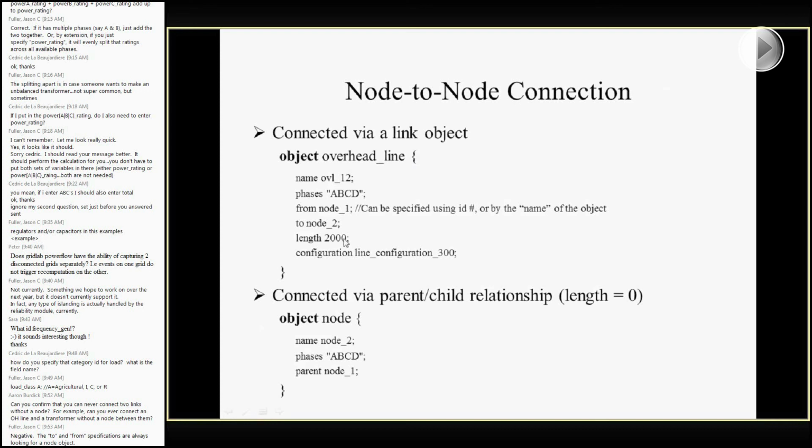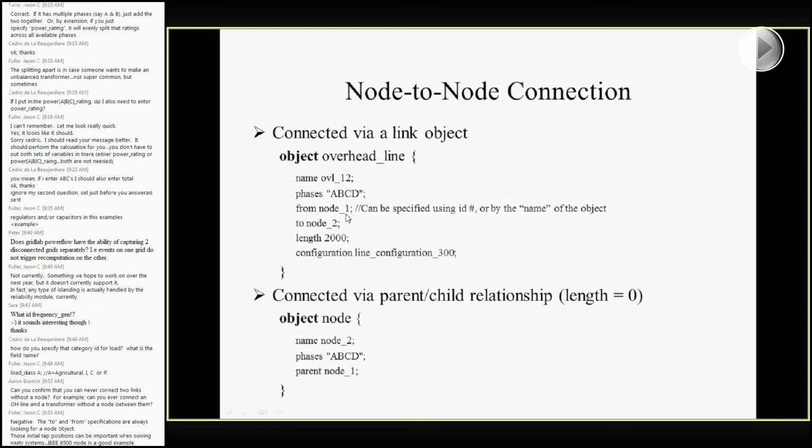In GridLAB-D, if you don't specify a unit, it assumes whatever the object's specified unit is as the default. For overhead and underground lines, and pretty much all lines in general, we assume it's in feet because we love the imperial system. If you specified this as 2000 and then put an M afterwards, so you want it to be 2000 meters, GridLAB-D is smart enough that it'll convert that into the internal designation of feet and automatically handle it for you.